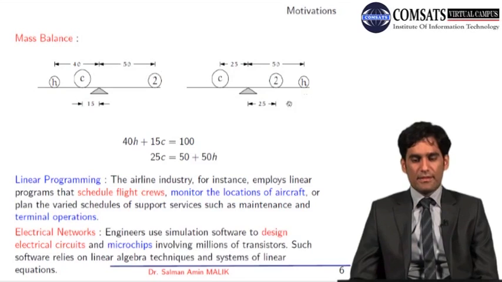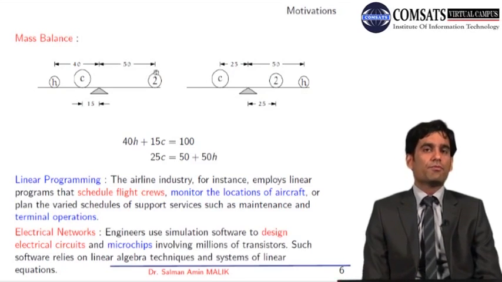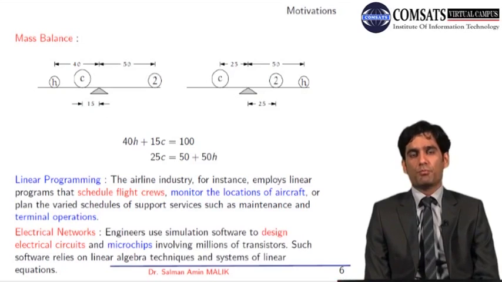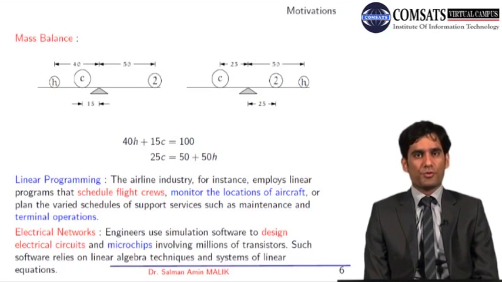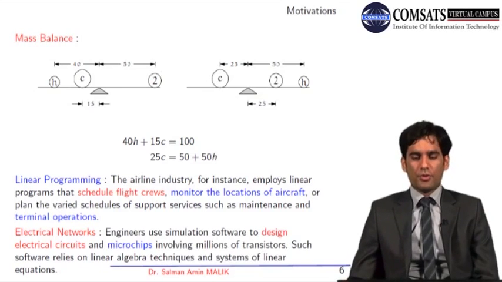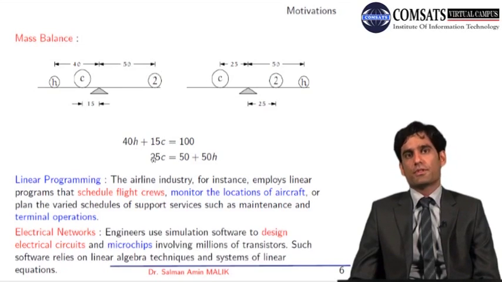So this is the physical real world problem in which we have to determine the masses of two objects, which we suppose that the mass of the first object is h and the mass of the second object is c. And we have used the mass balance equation, and we got two equations with two unknowns. So if we have to find out the masses h and c, we have to find them by solving these two equations.